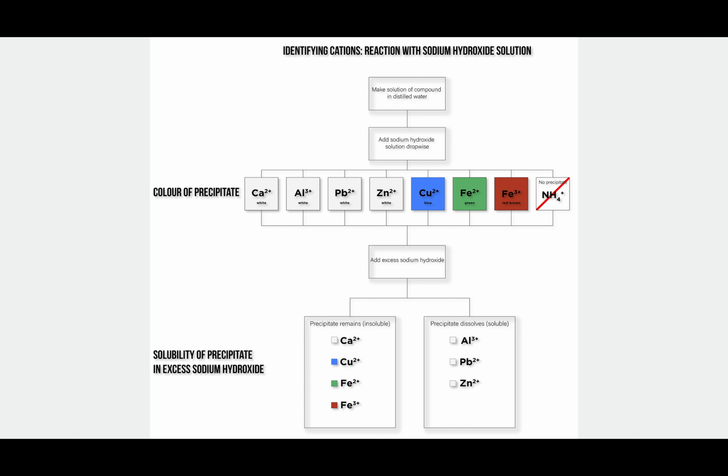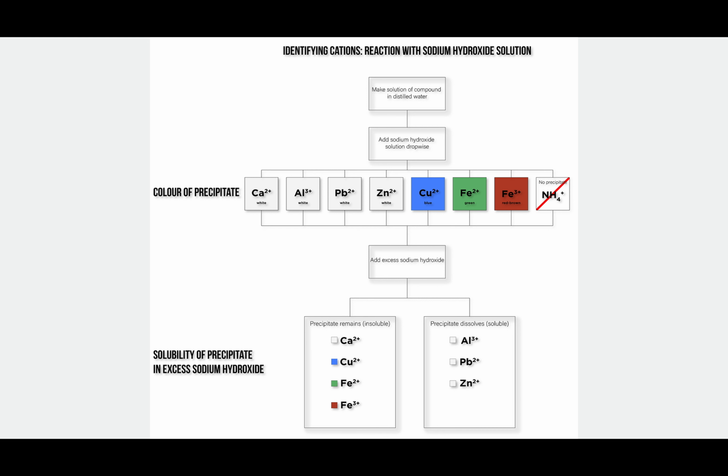But when we add sodium hydroxide in excess, we're going to have a precipitate now form with calcium. Know that calcium will form a white precipitate with sodium hydroxide, and generally in excess as well.